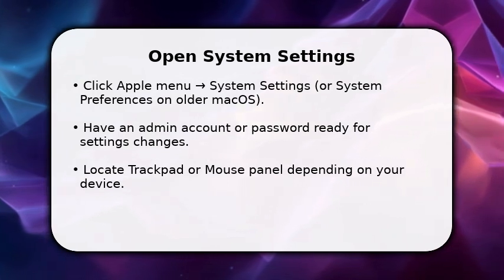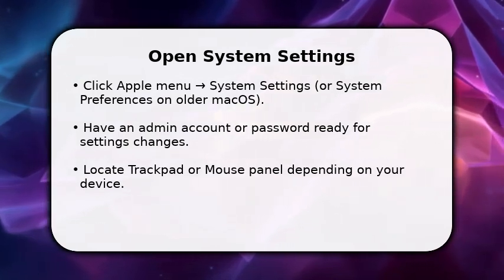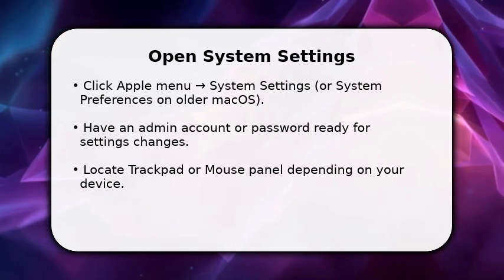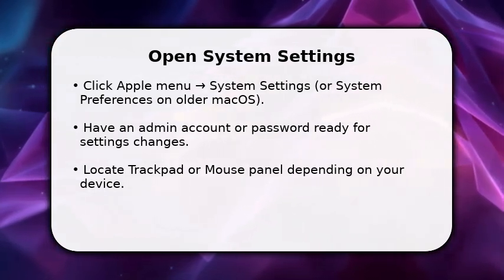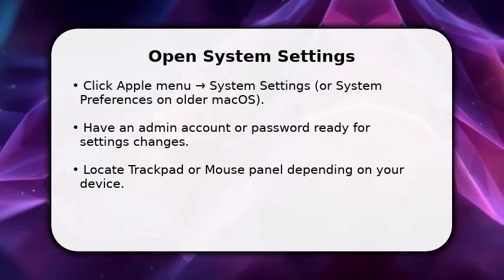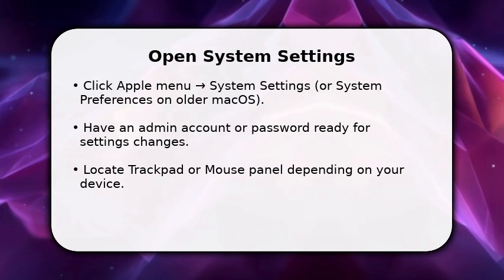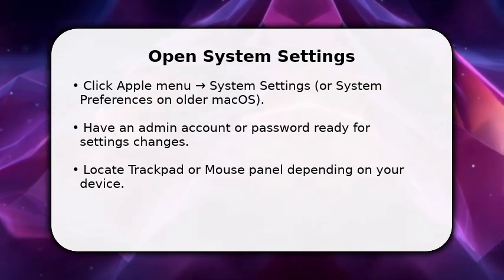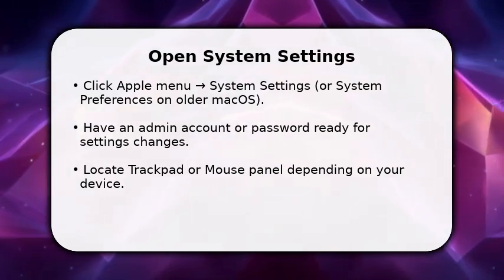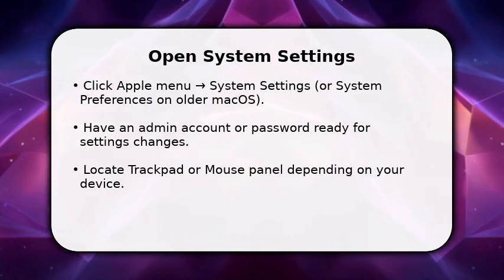Next, choose Trackpad if you use a built-in or Bluetooth trackpad, or Mouse when you have a separate mouse. This distinction matters because each panel exposes different options. Trackpad has gestures, mouse has scrolling speed. Make sure to stay in the correct panel before moving to the scrolling options to avoid confusion.